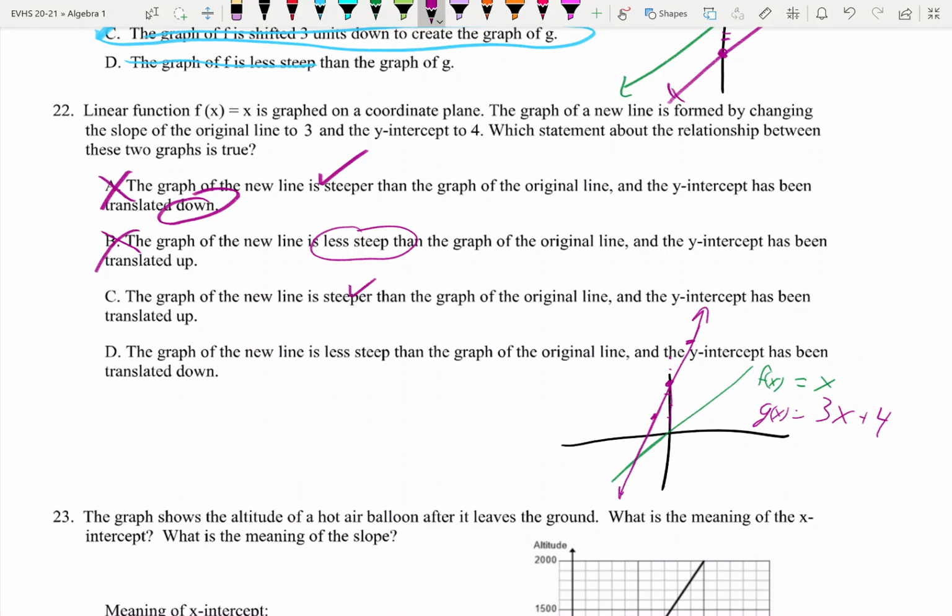Like that, up. And just check D just to be sure. The graph of the new line is less steep. And no, that's not going to work. So C is our answer.